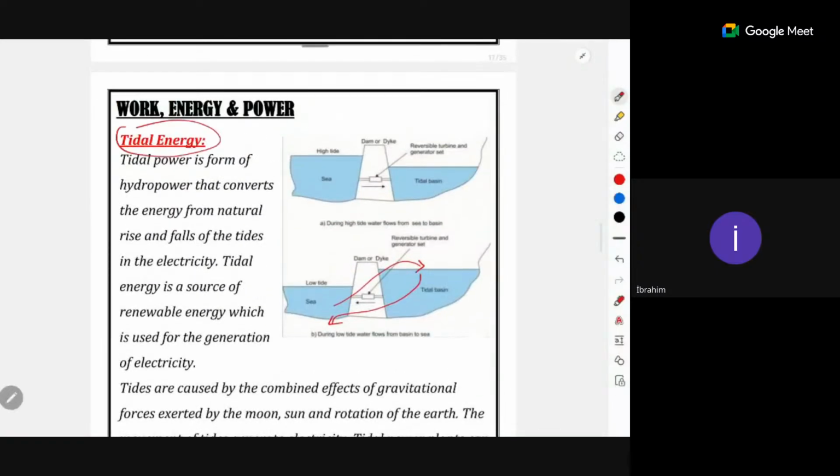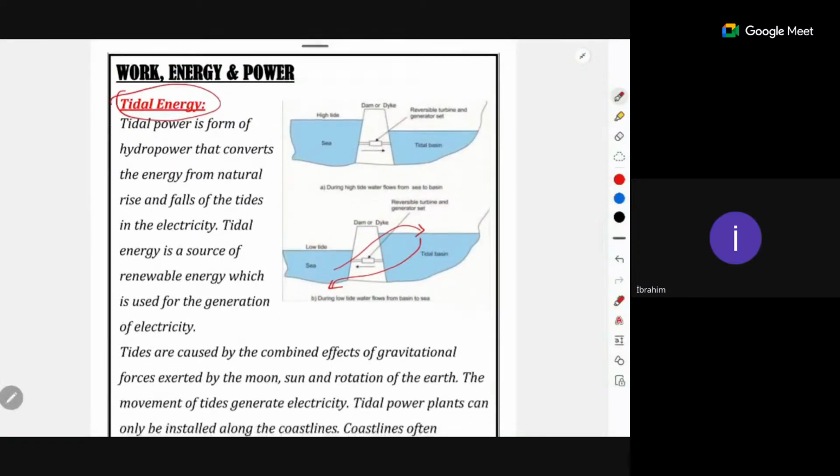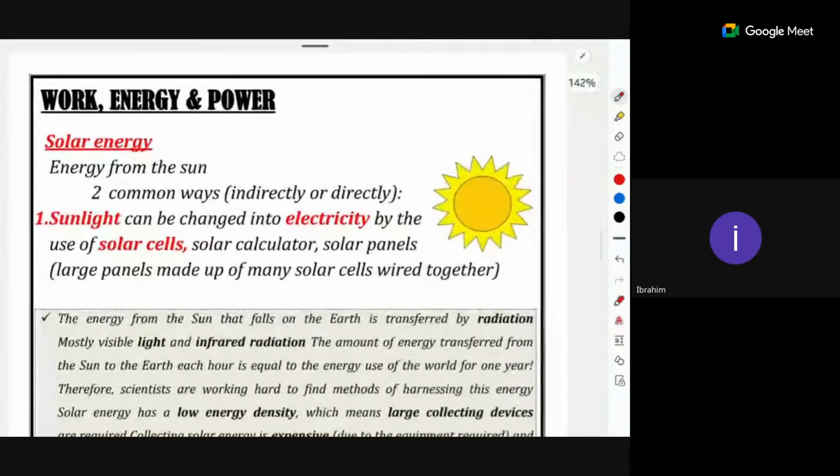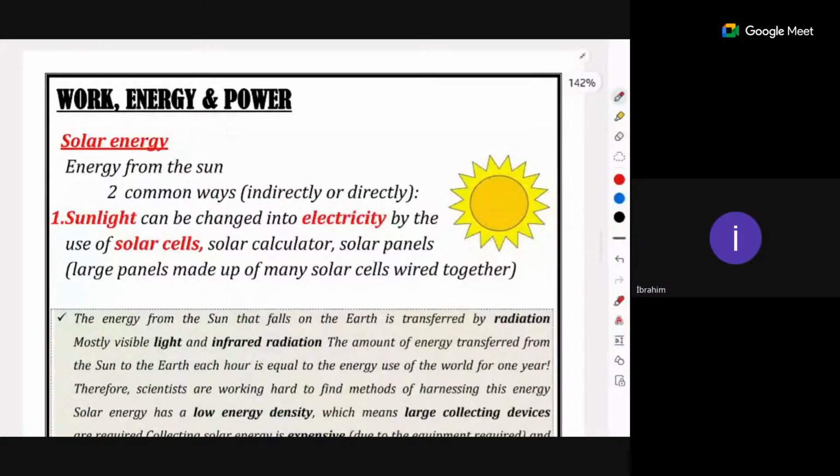So this is the entire slide. I believe that you people will be able to read it out, as I have sent you these notes. So there is nothing more difficult in this one. So I will be moving to the next, that is solar energy.